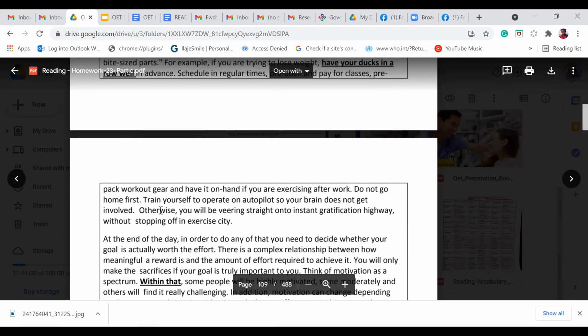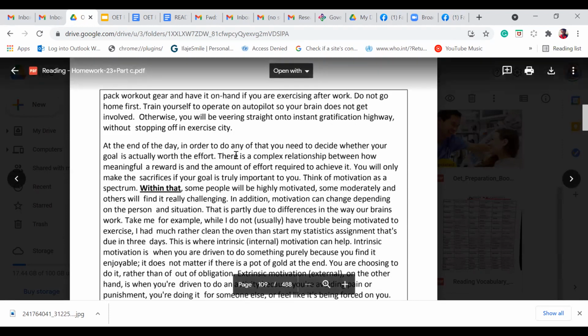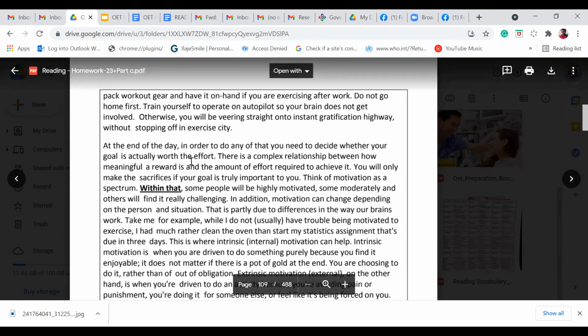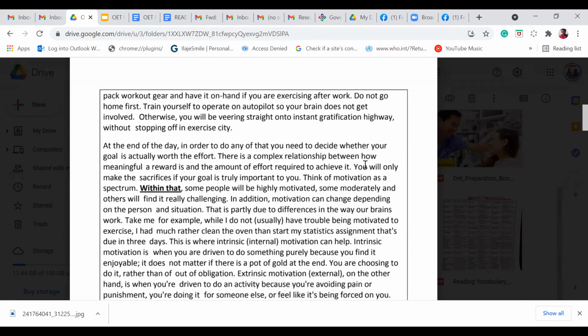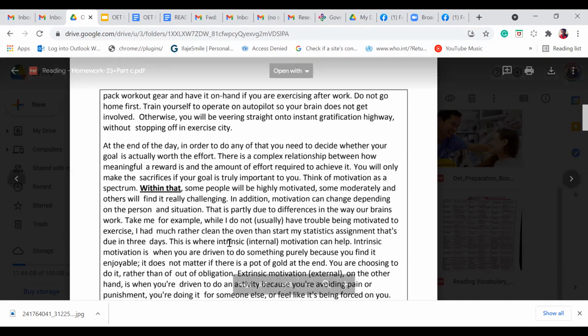So we finished the 4th paragraph here. So this is the 5th paragraph. At the end of the day, in order to do any of that, you need to decide whether your goal is actually worth the effort. There is a complex relationship. So we know when we are looking for intrinsic motivation. To be honest, I will skip all that and just go to what happens before intrinsic.